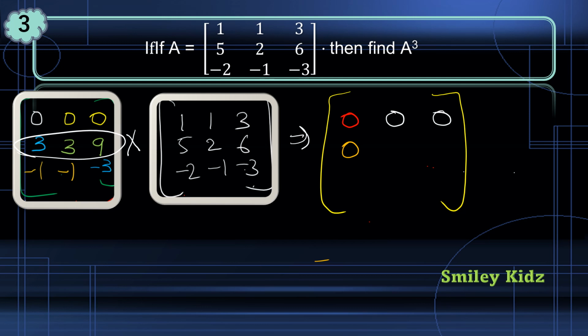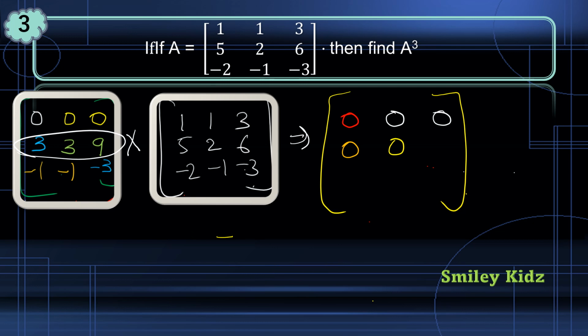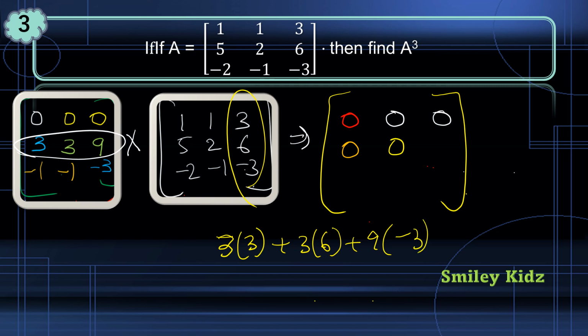Now let's take the second column. Fine, here let's have the second column. 3 into 1 plus 3 into 2 plus 9 into minus 1. Alright, so this is 3 plus 6 minus 9. 9 minus 9 is again 0. Let's put 0 over here. Then we have the third column. Alright, 3 into 3 plus 3 into 6 plus 9 into minus 3. This is 9 plus 18 minus 27. Again it is 27 minus 27, that is 0.